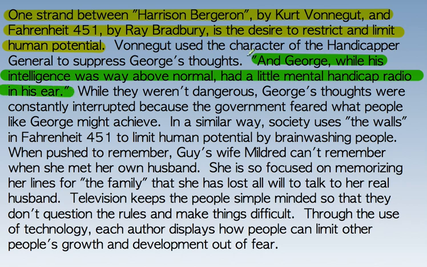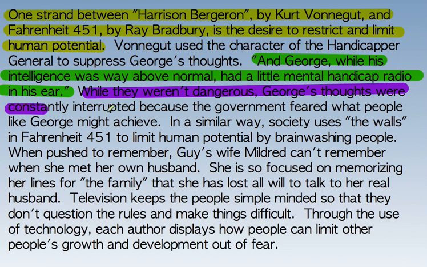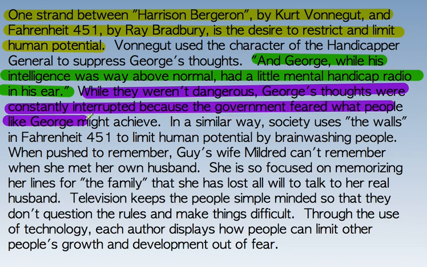And notice how they do use the quotation marks to designate that it is a direct quote. And then they move into their commentary. While they weren't dangerous, George's thoughts were constantly interrupted because the government feared what people like George might achieve. This shows how our quote proves the main idea that someone is trying to restrict human potential in the story Harrison Bergeron.